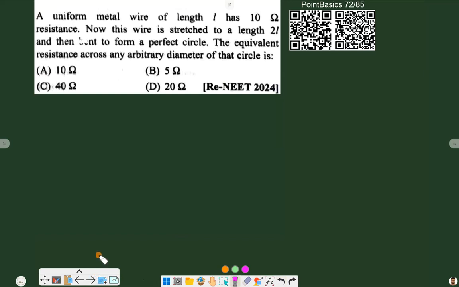Moving to next one. A uniform metal wire of length L has 10 ohm resistance. Now the wire is stretched to length twice, 2L, and now bent to form a perfect circle. Find the equivalent resistance across an arbitrary diameter of the circle. So initially the length was L and resistance was 10 ohm. Now the length becomes 2L. Assuming volume stays constant, the resistance will become N square times the original resistance, where N is the multiplicative ratio.